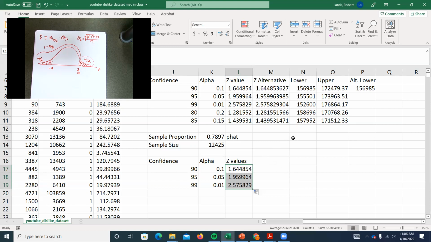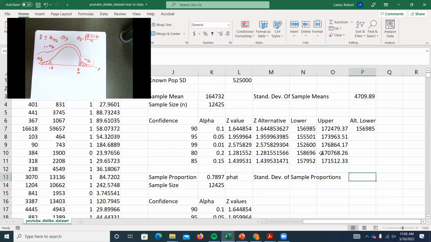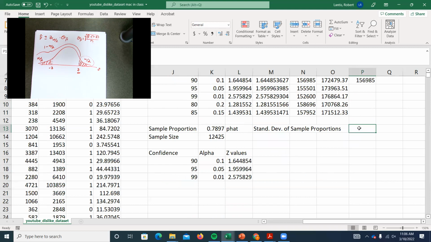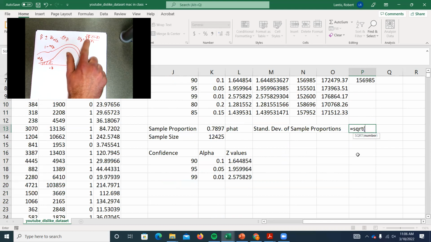Okay. So I'm going to break this down into steps, and I'm going to calculate the standard deviation of my sample proportions in a cell up here. I'll put this up here, and it will make my life a little bit easier. We did the same kind of thing with the sample means, but here the standard deviation of my sample proportions is the square root of my sample proportion times 1 minus my sample proportion, and then divided by my sample size.